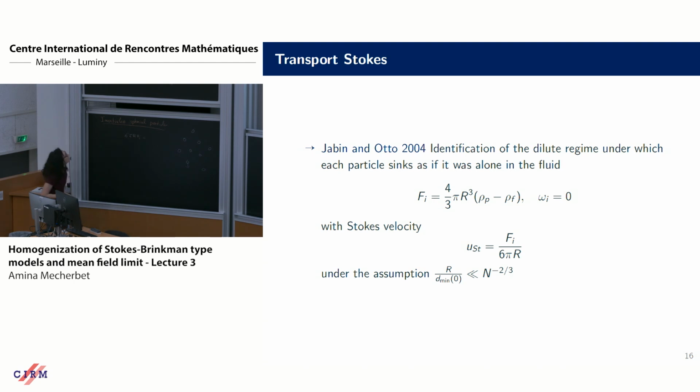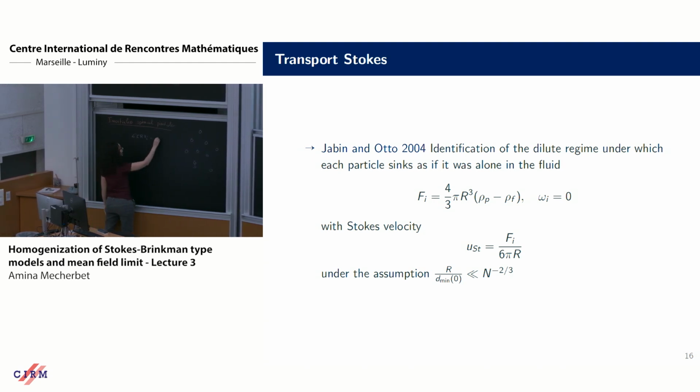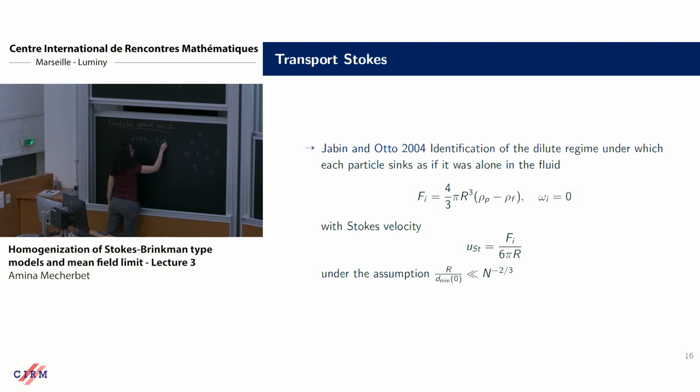So you prescribe that the drag force associated to each particle will be the drag force as if it was alone in the fluid, and this time it will be given by the famous Stokes formula that I wrote down to you last time. The drag force will be compensated by the gravitational force, and this gives you the sedimentation velocity. This famous formula is called the Stokes velocity, which we will call V_St for Stokes.